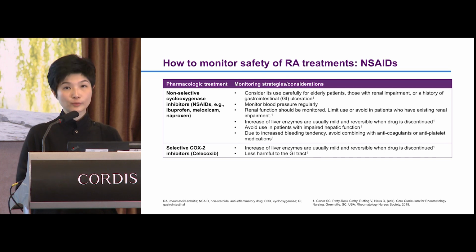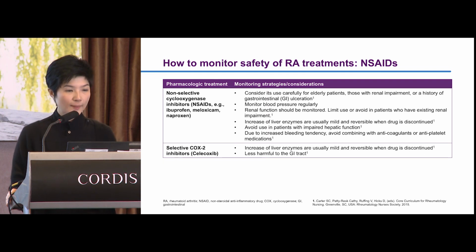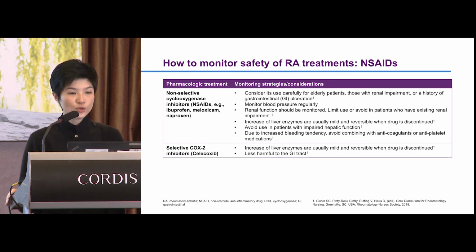And we should monitor blood pressure regularly, because with long-term use of NSAIDs, we raise the blood pressure a bit. Renal function should be monitored. NSAIDs can also cause an increase in liver enzymes and should be discontinued when we observe any derangement of liver functions. We should avoid the use in patients with impaired hepatic functions. And due to increased bleeding tendency, we should avoid combining with anticoagulant or antiplatelet medication.